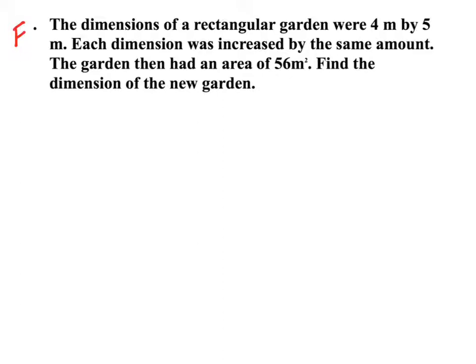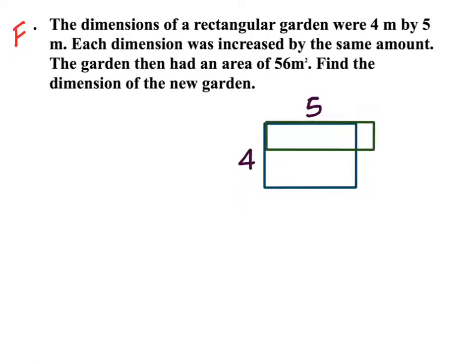Each dimension was increased by the same amount. The garden then had an area of 56 meters. Find the dimensions of the new garden. So again, I'm going to draw a photo or a sketch of a drawing of this. And if that was my original garden of 4 by 5, I can even just label that immediately. The dimensions were increased by the same exact amount. So I'm going to draw yet another rectangle.